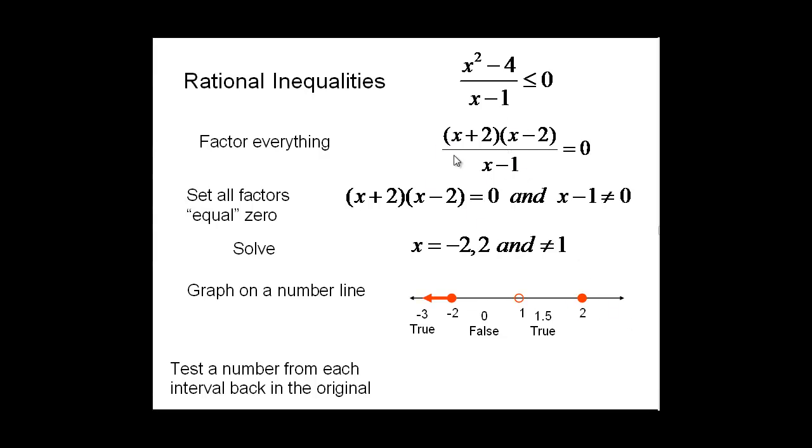If you go in the factored form, it's easier. 1.5 plus 2 is positive. 1.5 minus 2 is negative. 1.5 minus 1 is positive, so this whole thing is negative. Negative is less than 0, that's true, so I should shade it.